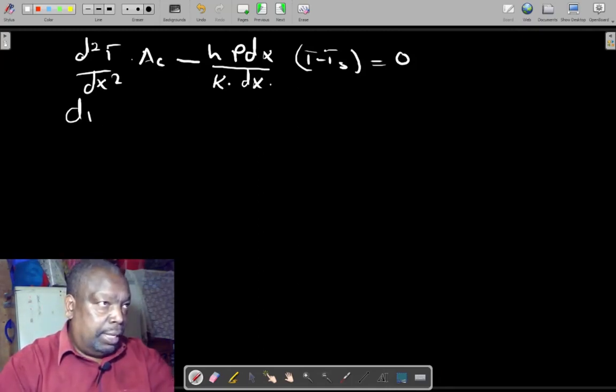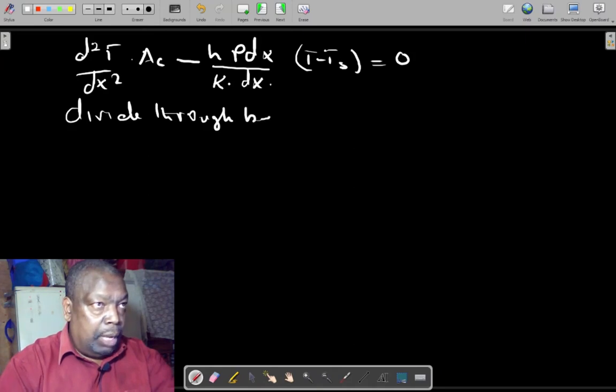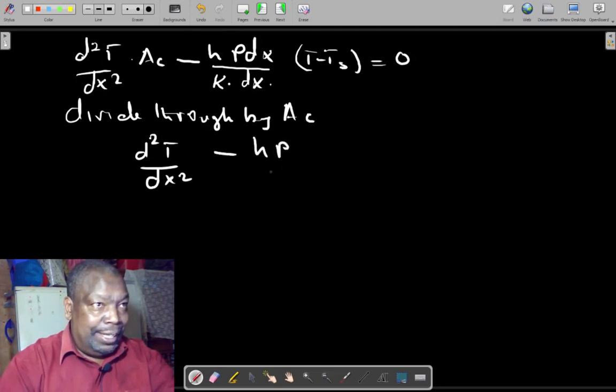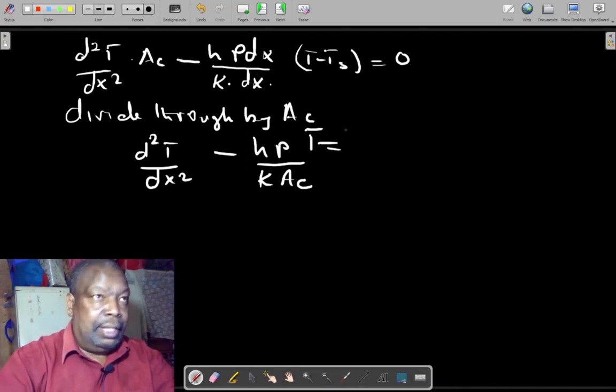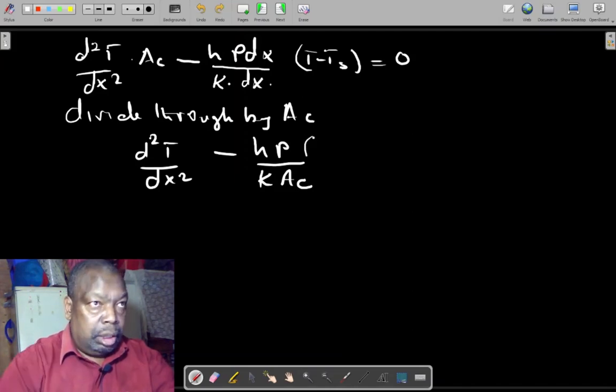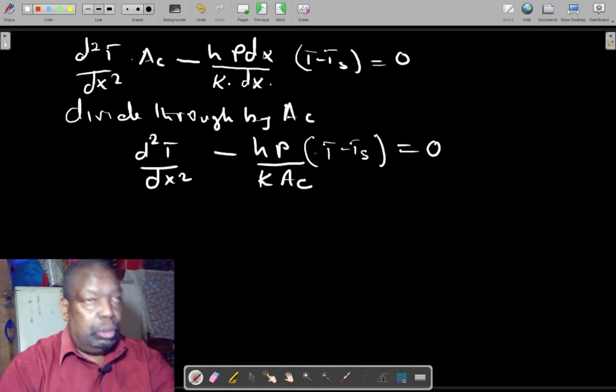Dividing through by Ac, we have d squared T by dx squared minus hP divided by k Ac times T minus Ts is equal to 0.